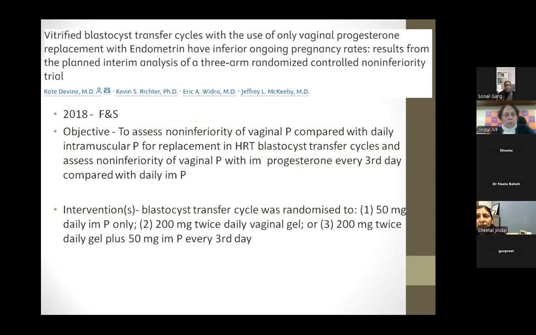So this was one study which established the non-inferiority of vaginal progesterone, compared with daily intramuscular progesterone for replacement in HRT blastocyst transfer cycles. Its main aim was to assess non-inferiority of vaginal progesterone with intramuscular progesterone administered every 3rd day, compared with daily intramuscular progesterone. So the intervention was that blastocyst transfer was randomized into 3 arms.